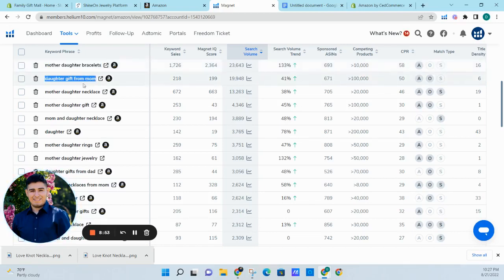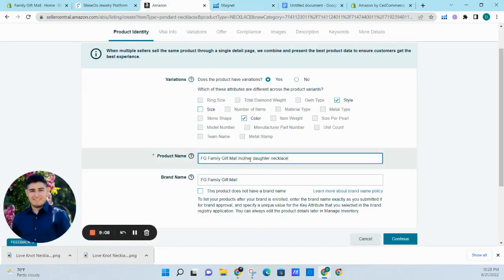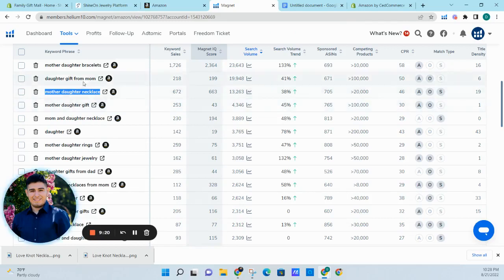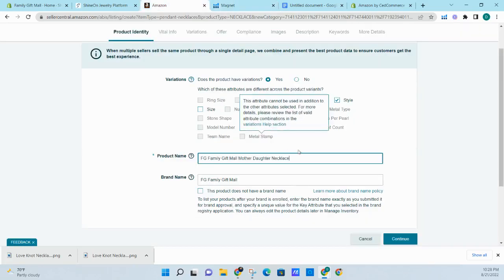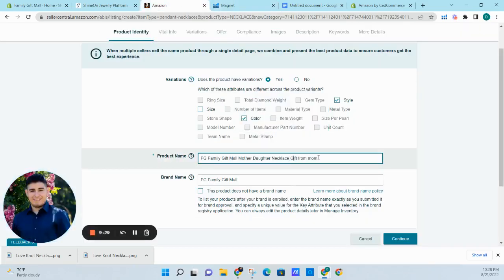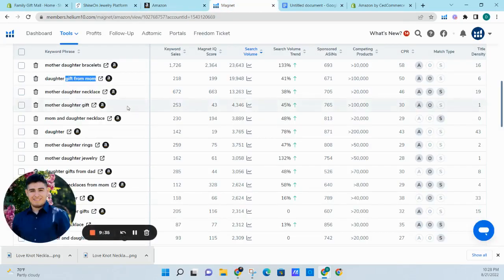Now we have other ones that are broader, but they have a higher chance that will sell your product, right? So for the sake of this example, I'll start with mother-daughter necklace. Then I'll go with daughter gifts, daughter necklace gift from mom. Okay, let's do this. That way you're trying not to repeat all the time.